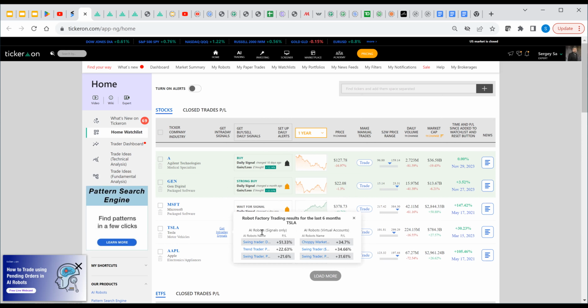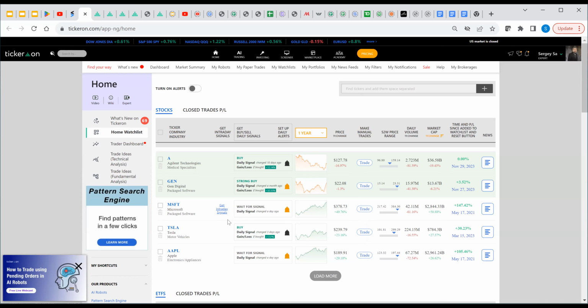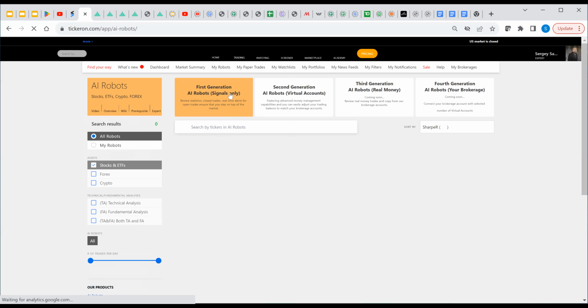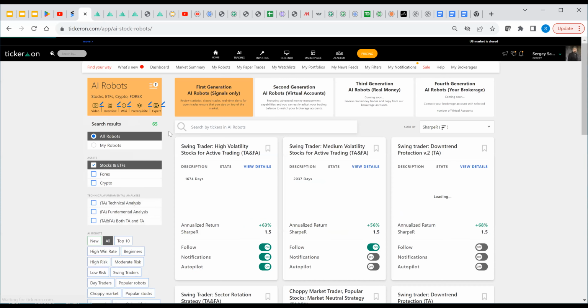Okay, yeah, you see, if you would have used these intraday robots, then you would be able to see the performance of our robots with these numbers, which is for the last 6 months, okay? Now, what we're going to do is go to this page, AI robots, boom. And we are getting to the page where we see the list of all robots.